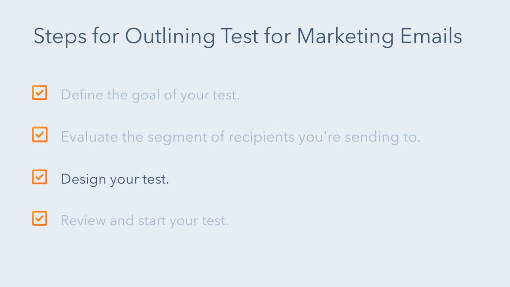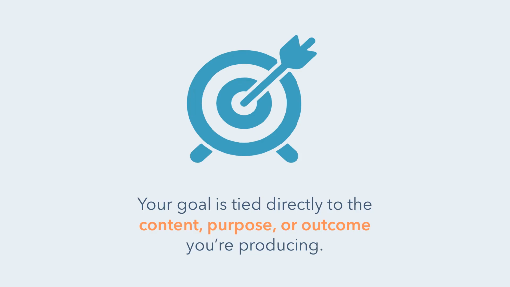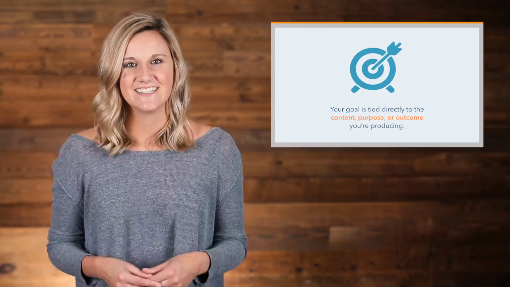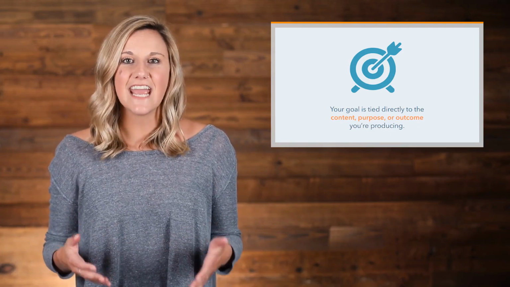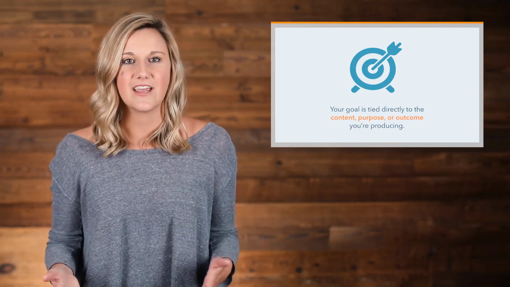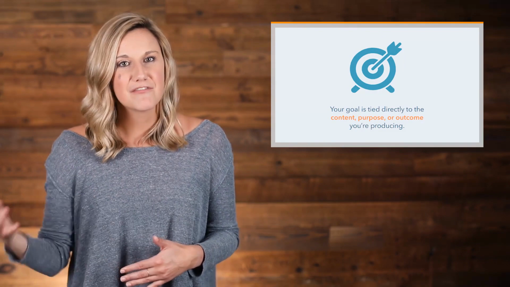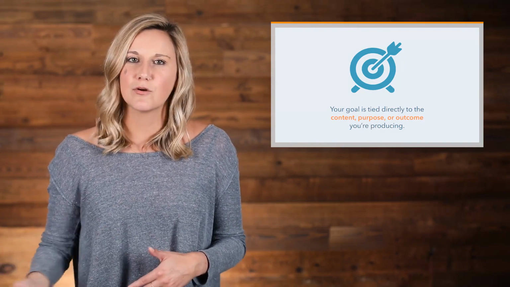Now that you know the purpose and the goal of your email test, and you know the number of recipients you need to make your test produce results, you can move on to designing the actual test. The design will relate heavily to your purpose or goal. Like other aspects of your inbound strategy, your goal is tied directly to the content, purpose, or outcome you're producing. When you set your goal, you identified areas in your email that need improving. Now it's time to take it a step further and figure out ways to improve them.